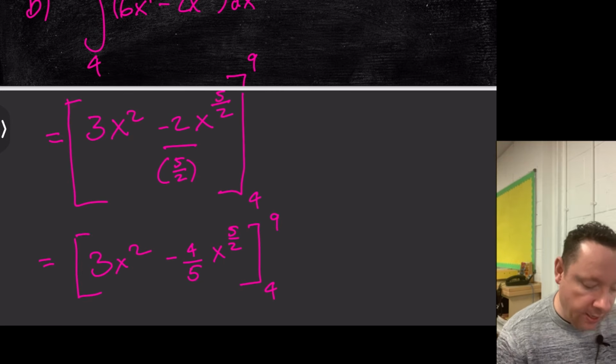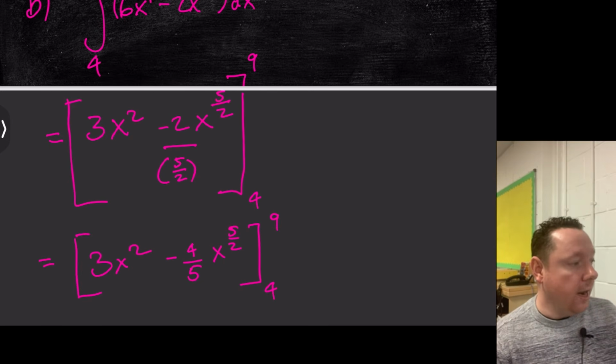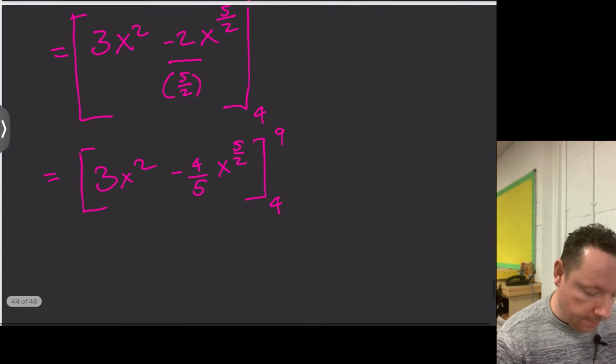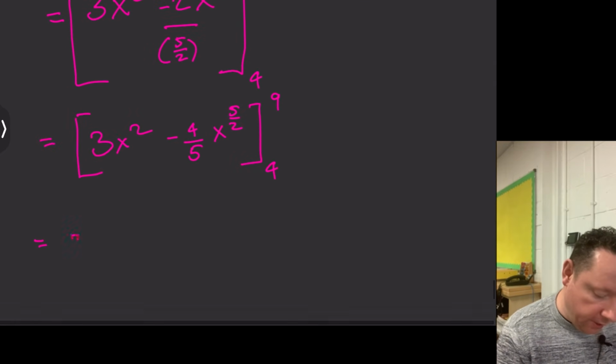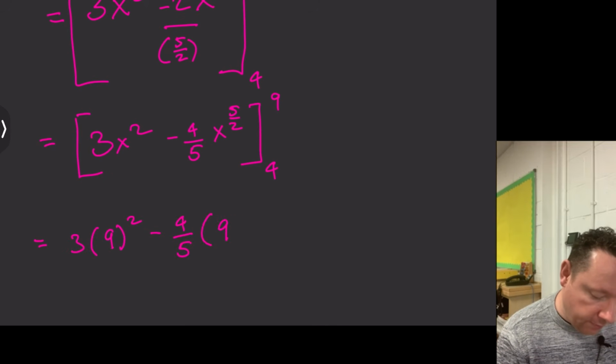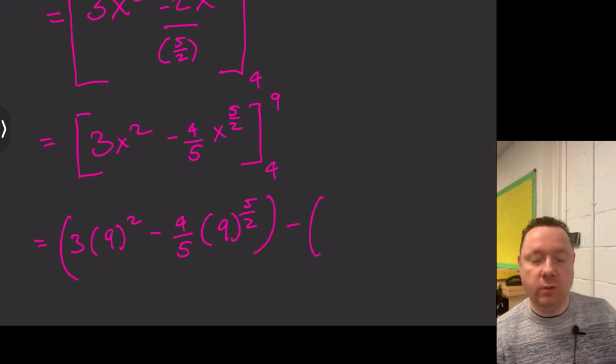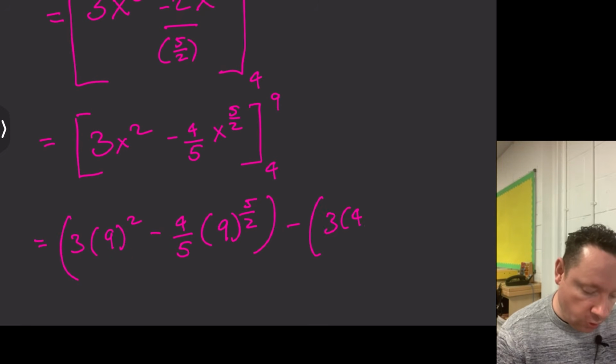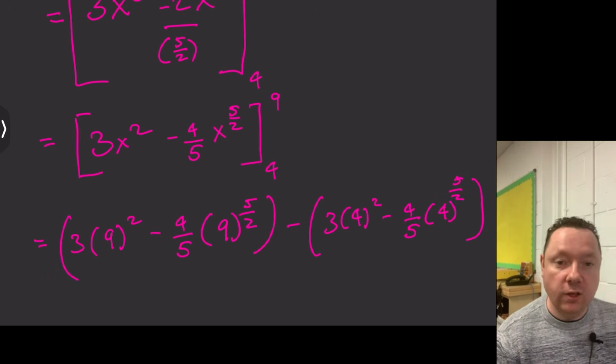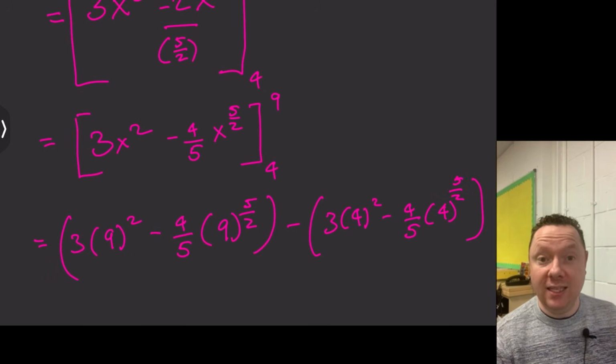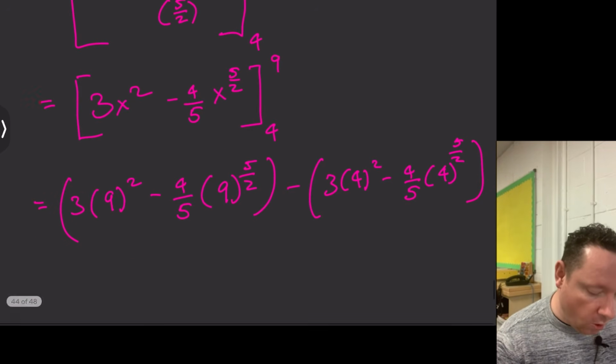So we're going to substitute 9 in and 4 in, and we can use a calculator any time we want. So substituting 9 in, we get 3 times 9 squared minus 4/5 of 9 to the 5 halves. And that's going to be taken away. What happens when you substitute 4 in? 3 times 4 squared minus 4/5 times 4 to the 5 halves. Now, if you can get this far, you've already got most of the marks. It's usually only one extra mark for working all this out. So if it's going to take you too long or you make a mistake, don't worry too much about it. But let's go on and actually work this out.